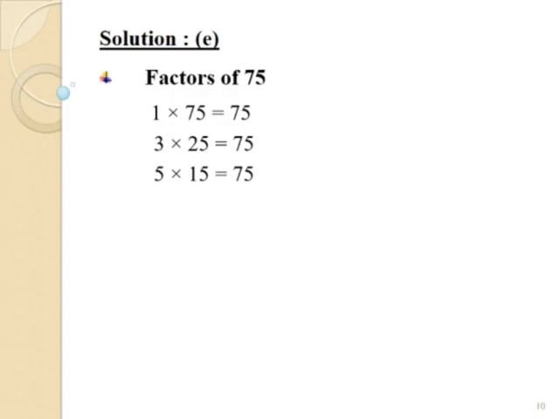15 fives are 75. Students, now we have to stop writing the factors as we got the repeated factors. They are 5 fifteens are 75 and 15 fives are 75. Thus, factors of 75 are 1, 3, 5, 15, 25 and 75.